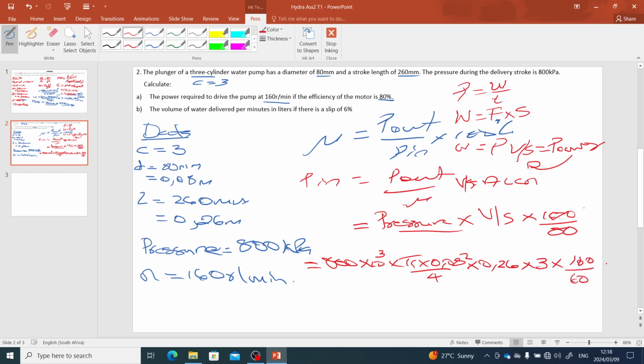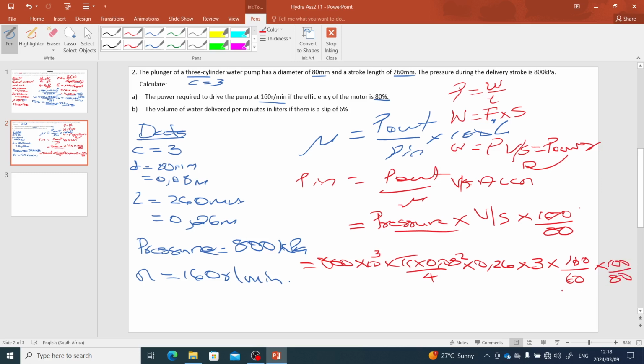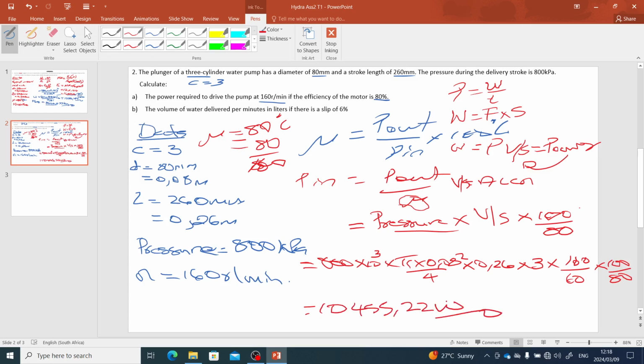Then it will be multiplied by 100 divided by 80. The 100 divided by 80 is your efficiency. Remember, your efficiency is given as what? As 80%. The 80% is the same thing as 80 divided by 100. That's exactly what I did there. Then we get our answer as 10,455.22 watts. This is how you tackle this equation in calculating the power there.